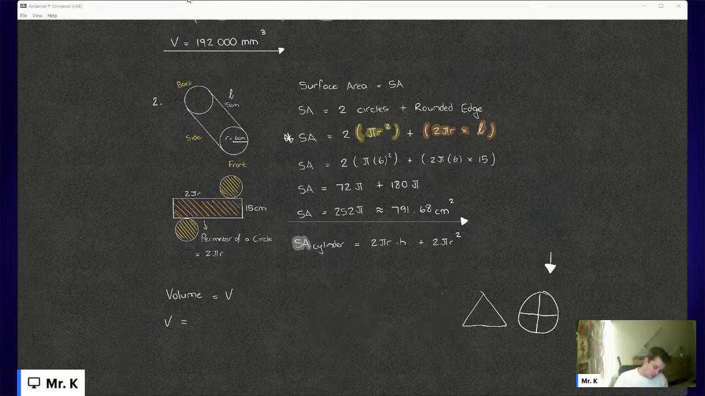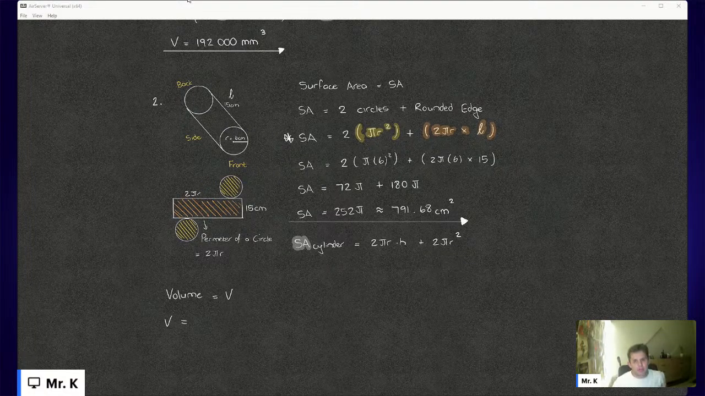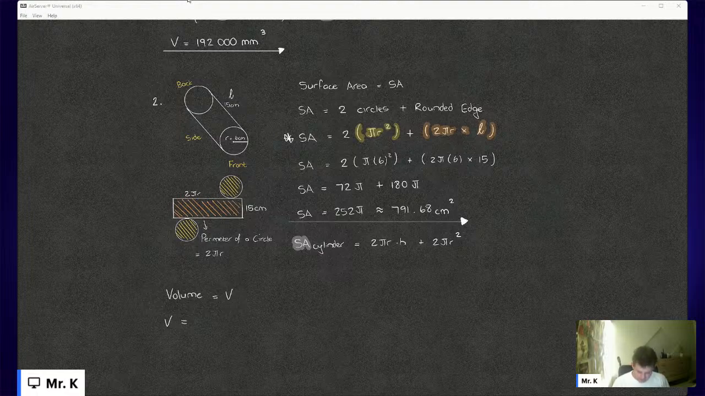Guys, when we talk about volume, remember that volume is a measure of the amount of space that a shape is taking up in the 3D plane. We're trying to ask ourselves, if I had to fill this with a liquid, or if I had to stack piles of paper on top of one another to make the shape, how would I do that?